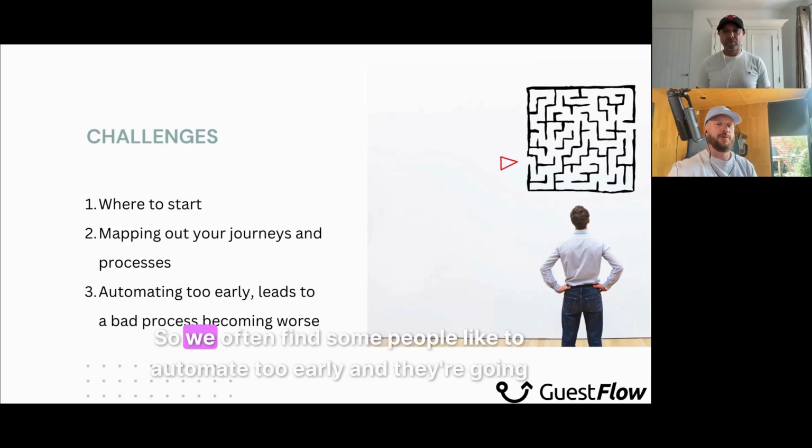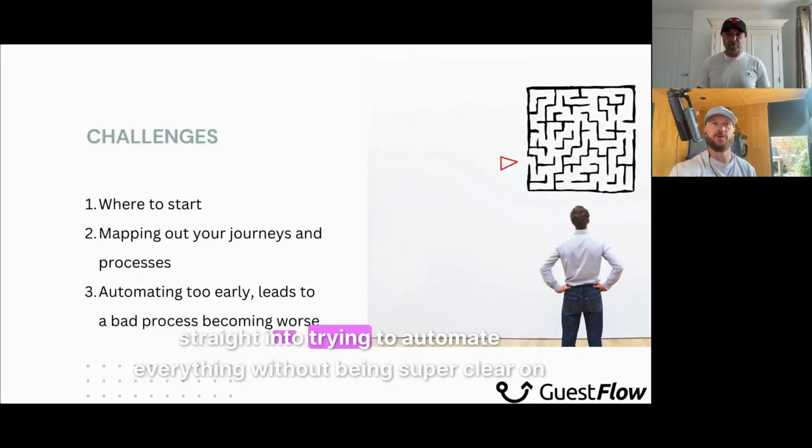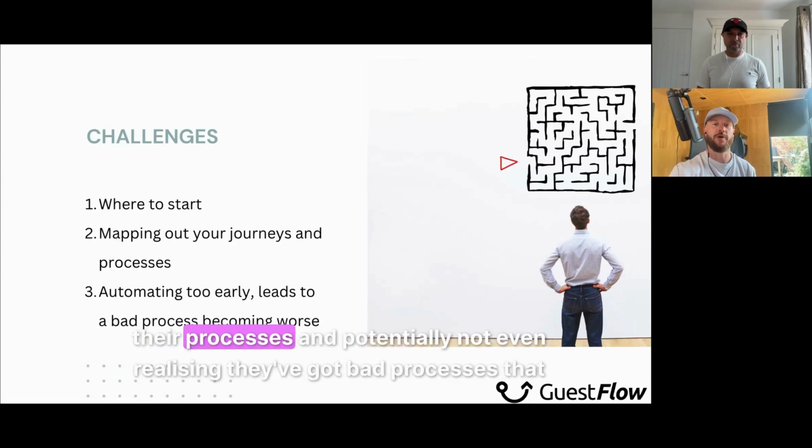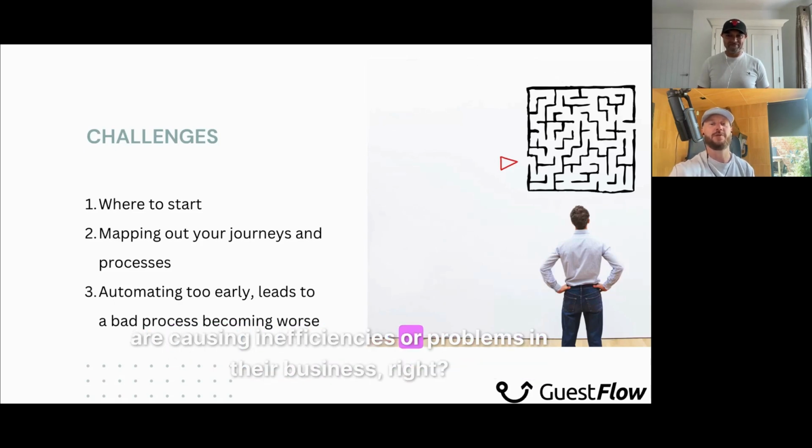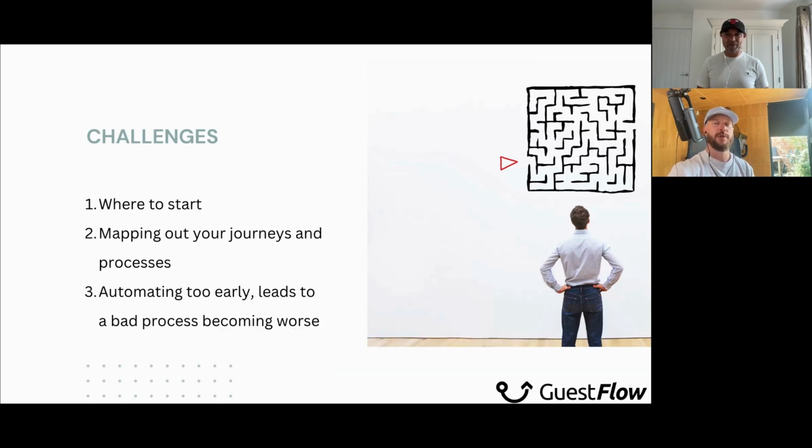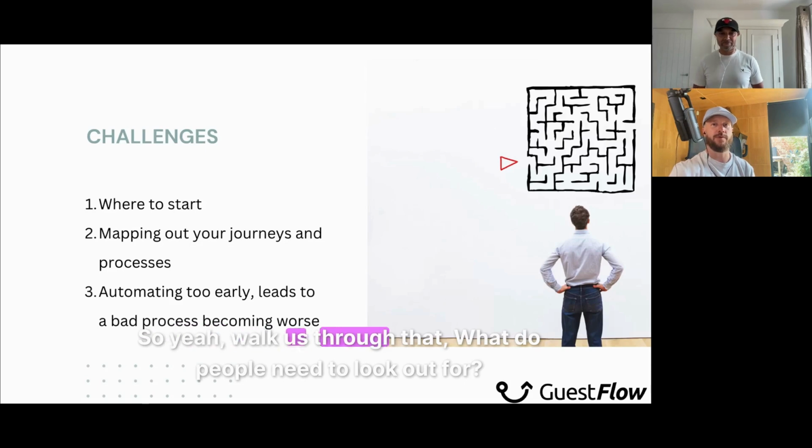So we often find some people like to automate too early, and they're going straight into trying to automate everything without being super clear on their processes, and potentially not even realizing they've got bad processes that are causing inefficiencies or problems in their business, right? Yeah. So walk us through that, Rash. What do people need to look out for?